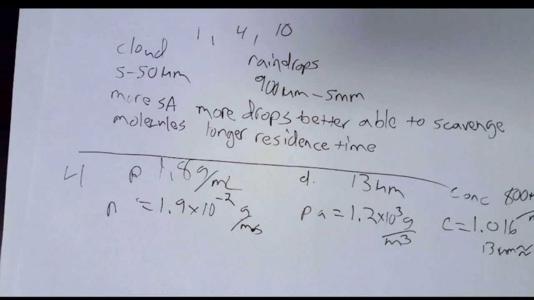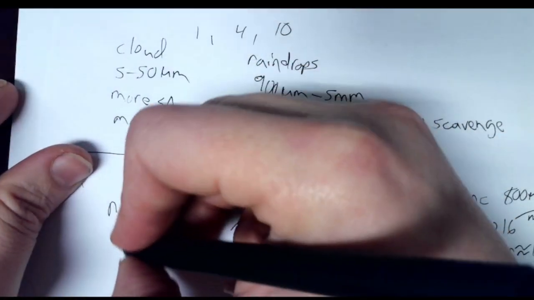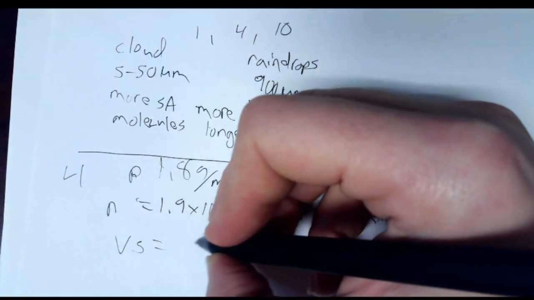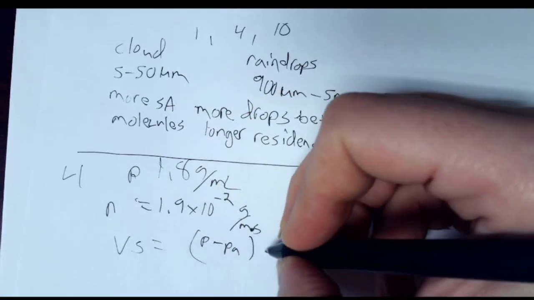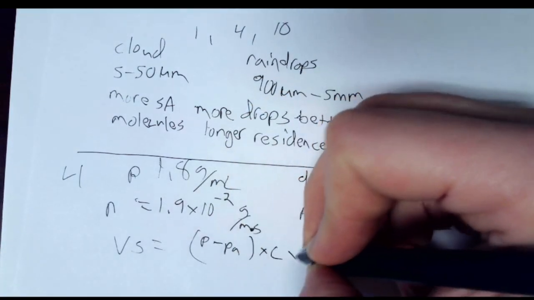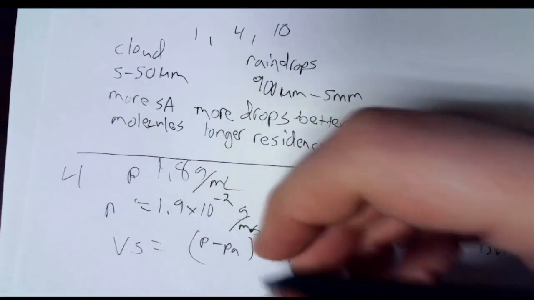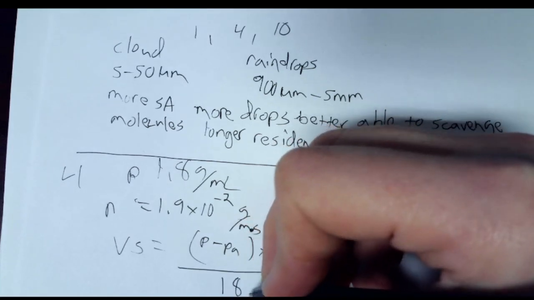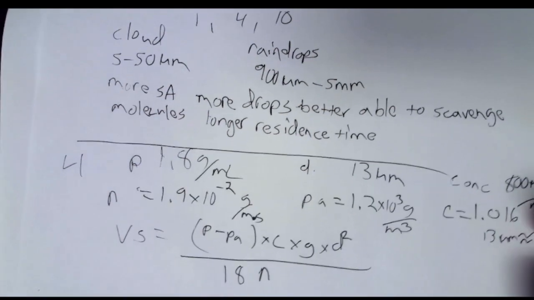So we need to make some conversions to get things into the units of grams and meters or meter cubed. But our settling velocity is simply this equation: rho minus rho air, times my C, times my gravity, times my D squared, all over 18 eta. So this will find my first value, my settling velocity.